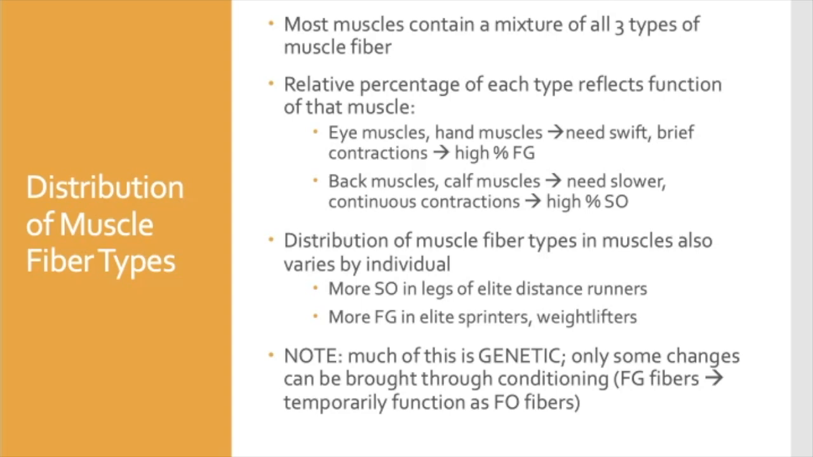There are other people that may desperately want to be at the Olympic level, and they train very, very hard to get there, but they never quite get there. And that's because they simply were not born with the percentage or proportion of muscle fiber types that is needed to perform at that high of a level.